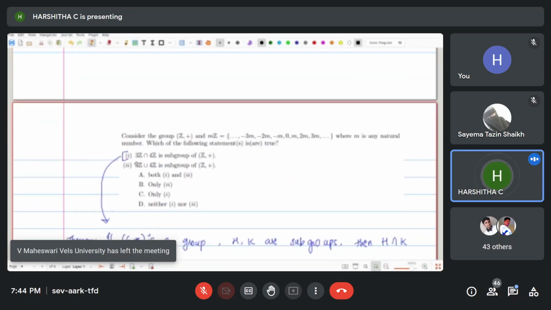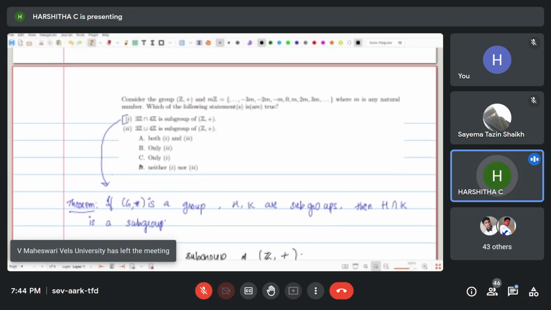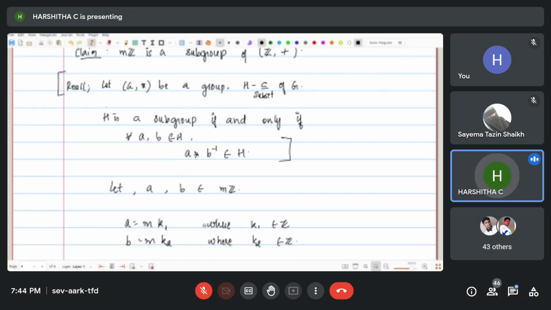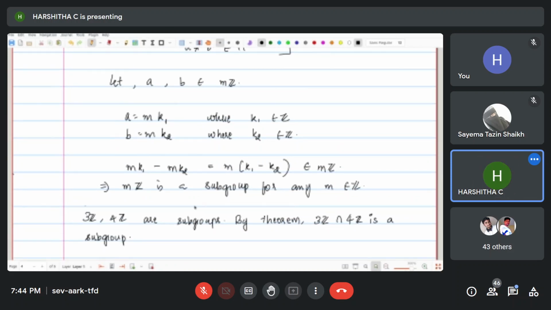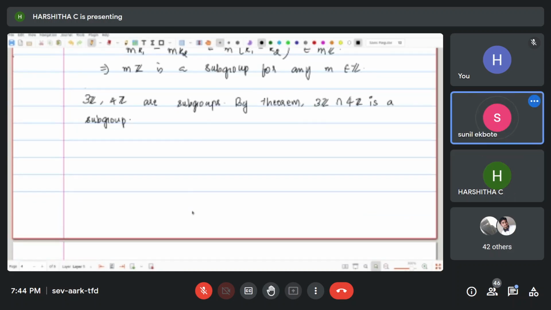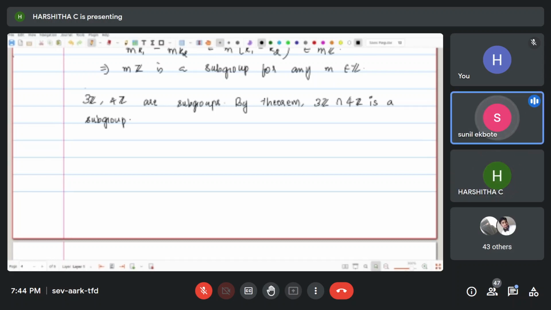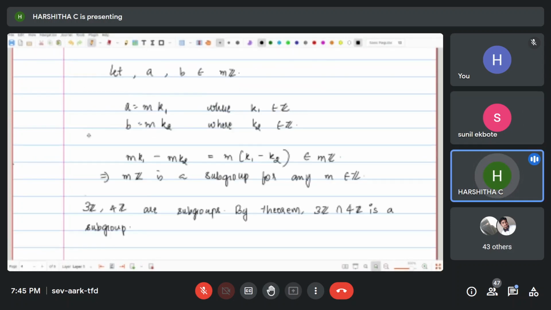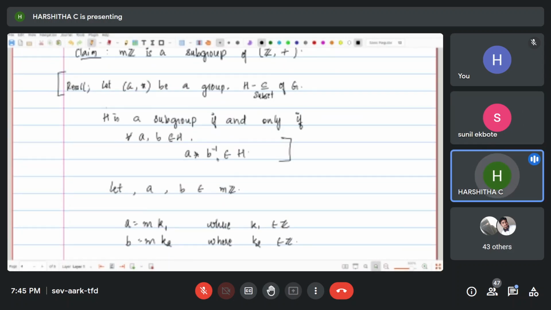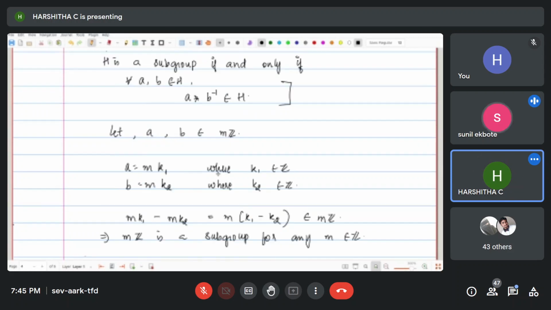Okay. If not, let's move on. So the next part is: is 3Z union 4Z a subgroup? You have taken a b inverse as mk1 minus mk2, no? Why do you take minus over here? So what do you have to take? a star b inverse.